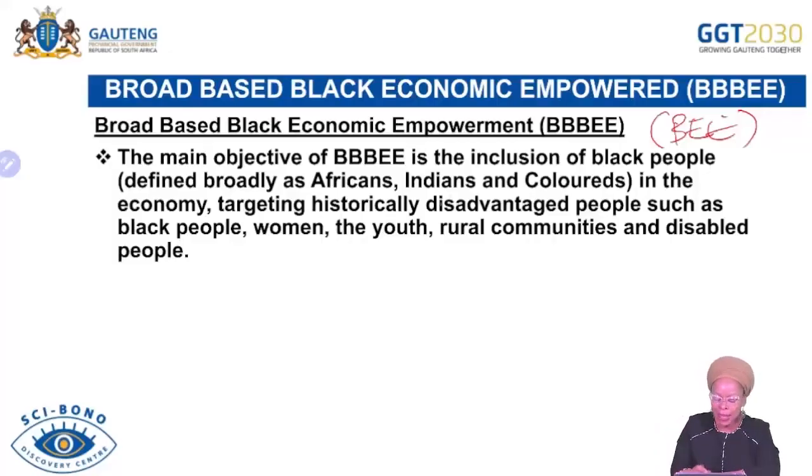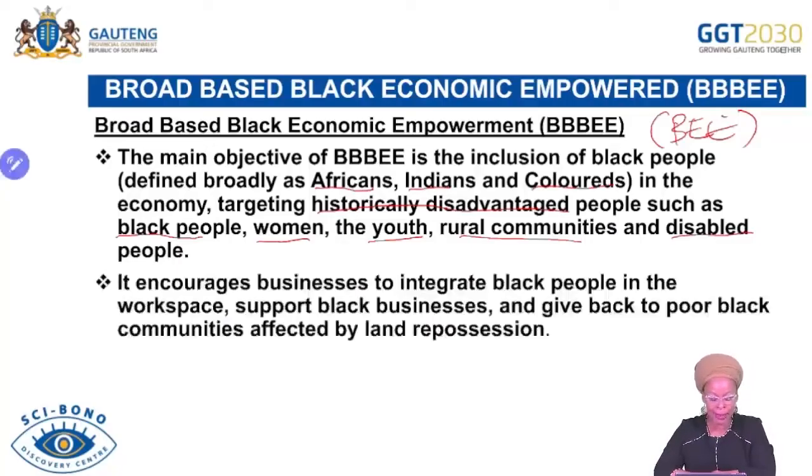It targets historically disadvantaged people. Black people are in the category, women also, the youth, people from rural communities, and the disabled people. But the broad-based Black economic empowerment also broadly defines us as Africans, we are part of it, Indians are part of it, as well as the colored. They are also regarded as the people who were previously marginalized.